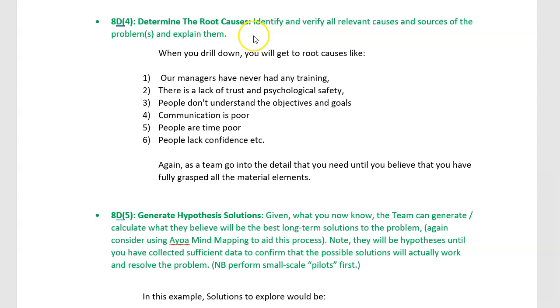When you drill down, you get to root causes like: our managers have never had any training. There's a lack of trust and psychological safety. People don't understand the objectives and goals. Communication is poor. People are time poor. People lack confidence, etc. Again, as a team, go into the level of detail that you need so that you believe you've fully grasped all the material elements.